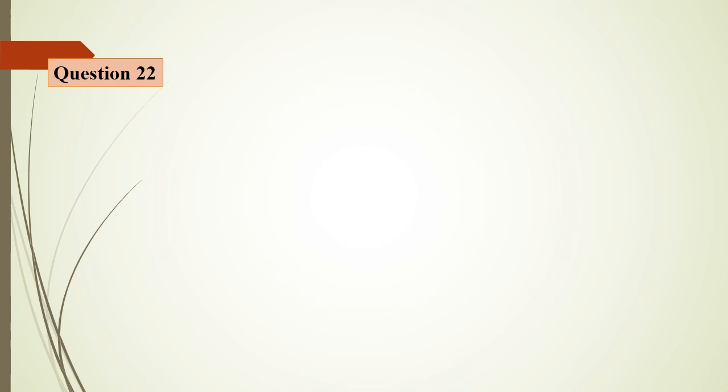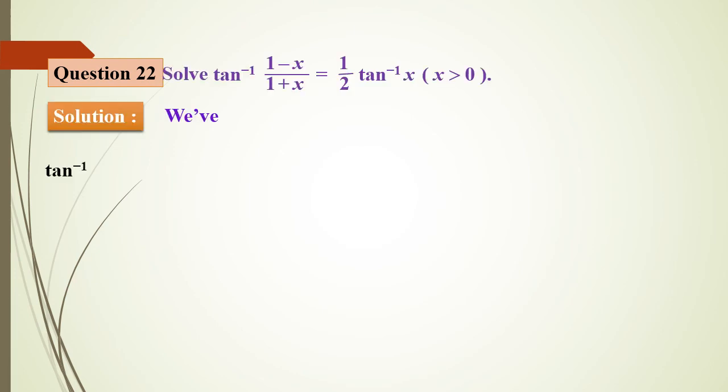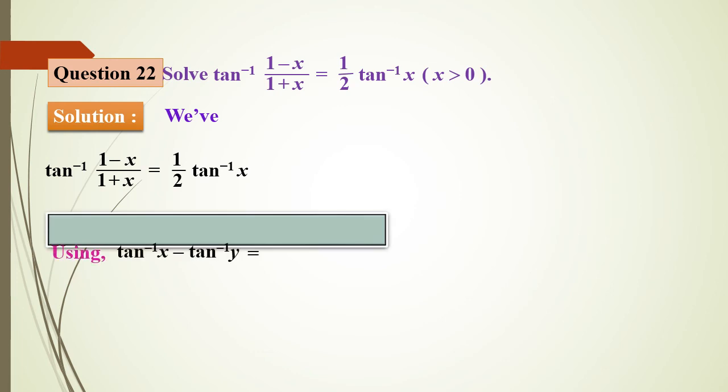This is the solution of the given question. Next question: tan inverse of (1 minus x divided by 1 plus x) equal to 1 divided by 2 tan inverse x. Here also you find the value of x. Write the given question as it is: tan inverse of (1 minus x divided by 1 plus x) equal to 1 divided by 2 into tan inverse x.